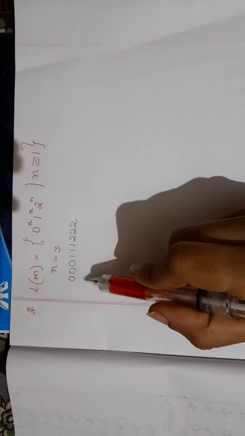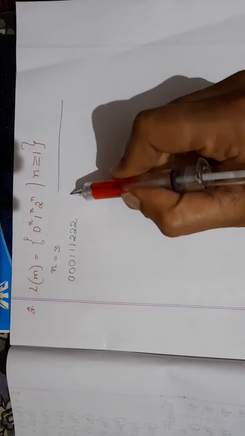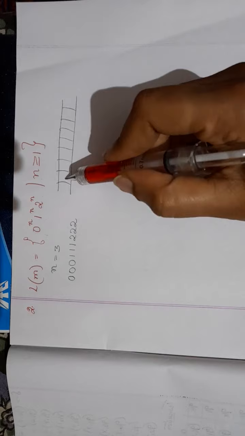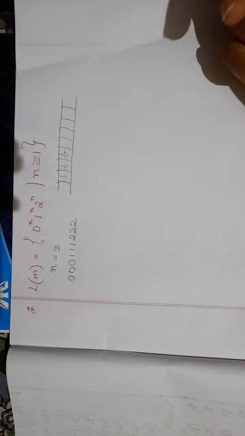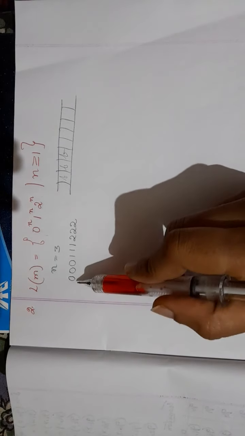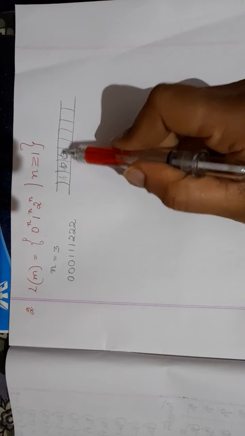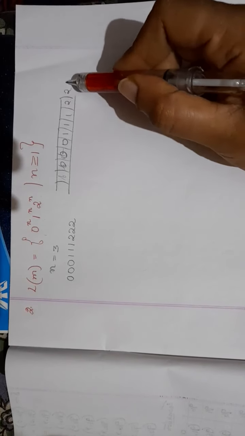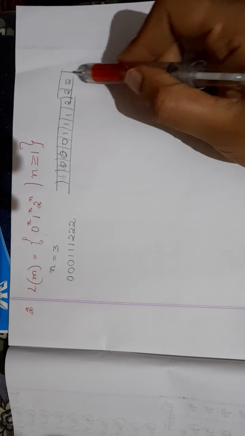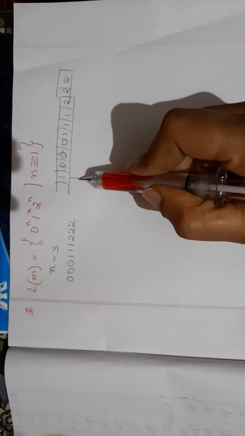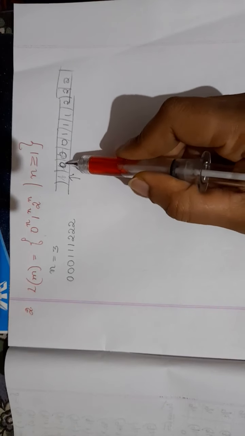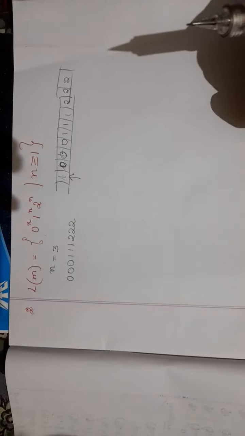So I'll be considering a tape. In the tape you have squares like this. Initially everything will be blank. Right now I have these characters, that is 0, 0, 0, 1, 1, 1, 2, 2 and then 2. The head will be placed here, to the left of the leftmost character. So we'll see the logic now.